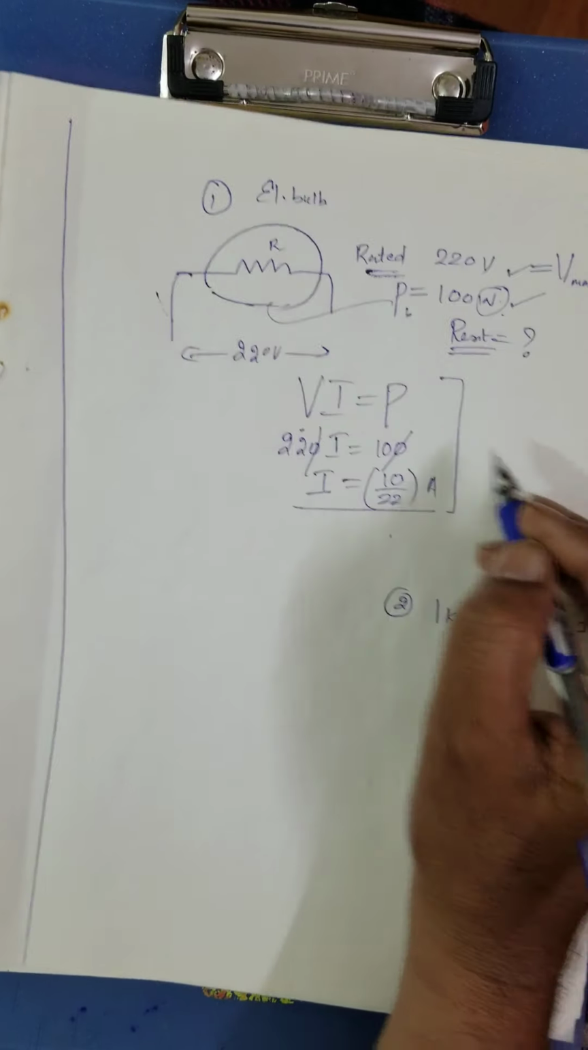X resubstitute in this combination. Therefore resistance of this configuration is 1. X is 1 by 5 into 7 by 2, 7 by 10, or 0.70. Therefore resistance of this combination is 0.70. Now somebody else can think in this way also.